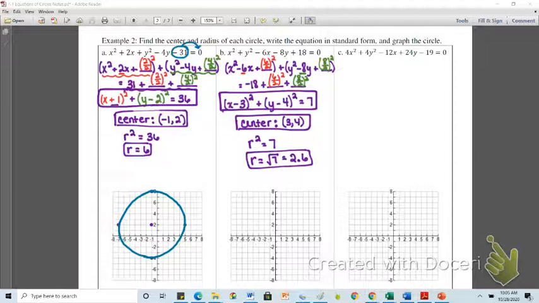So I'm going to go ahead and plot my point. So I have 3, 4. And then I'm going to go out 2.6 and up and down 2.6. Again, it's a rough estimate and we make the best circle we can.